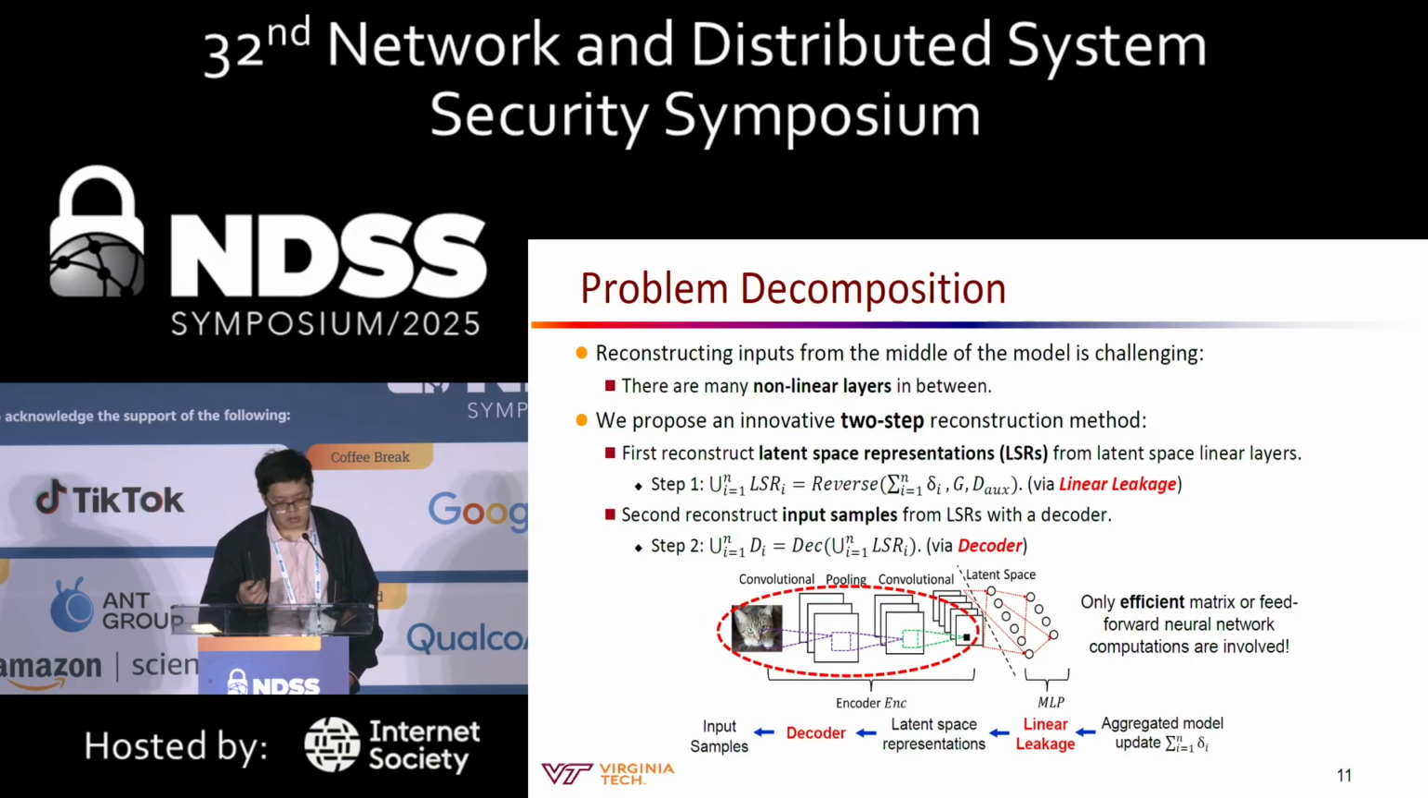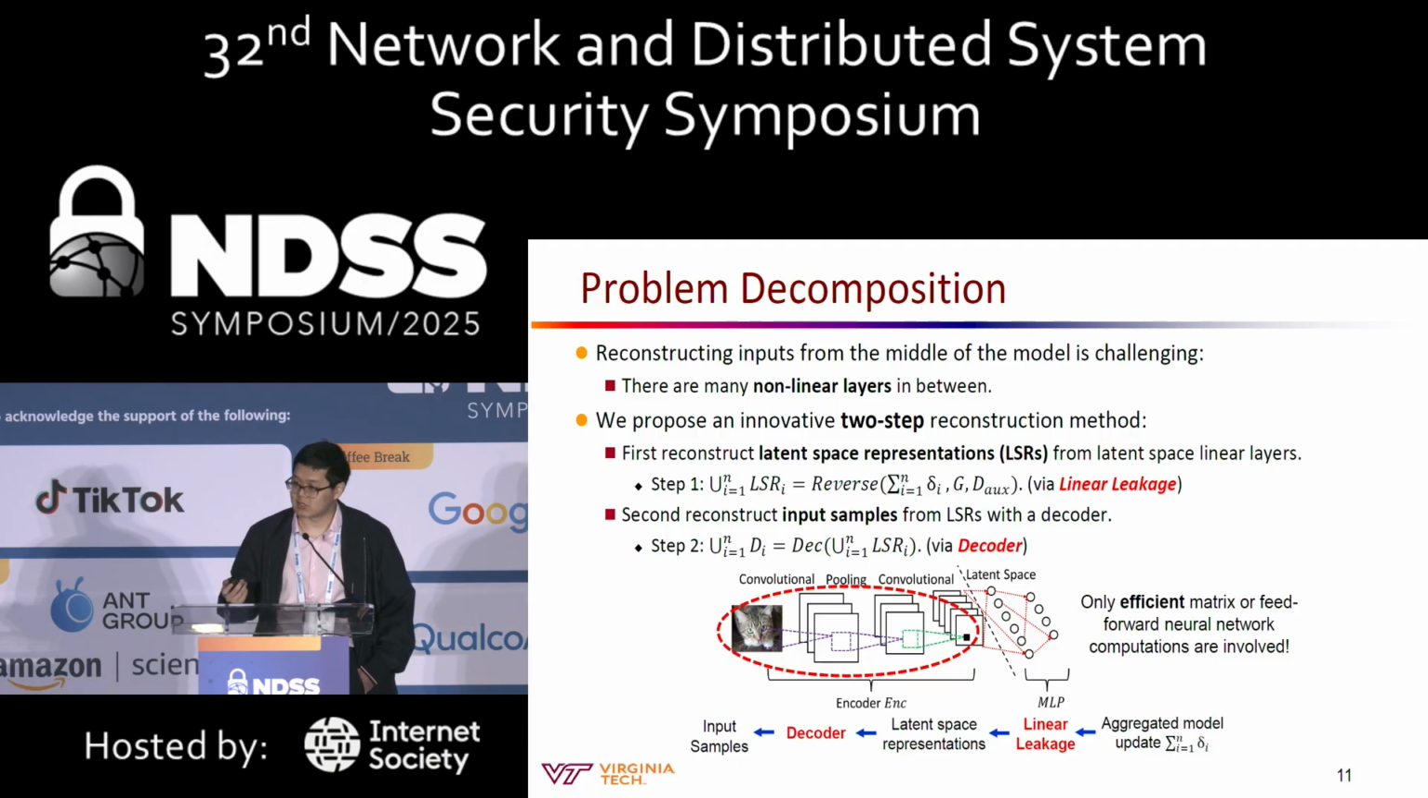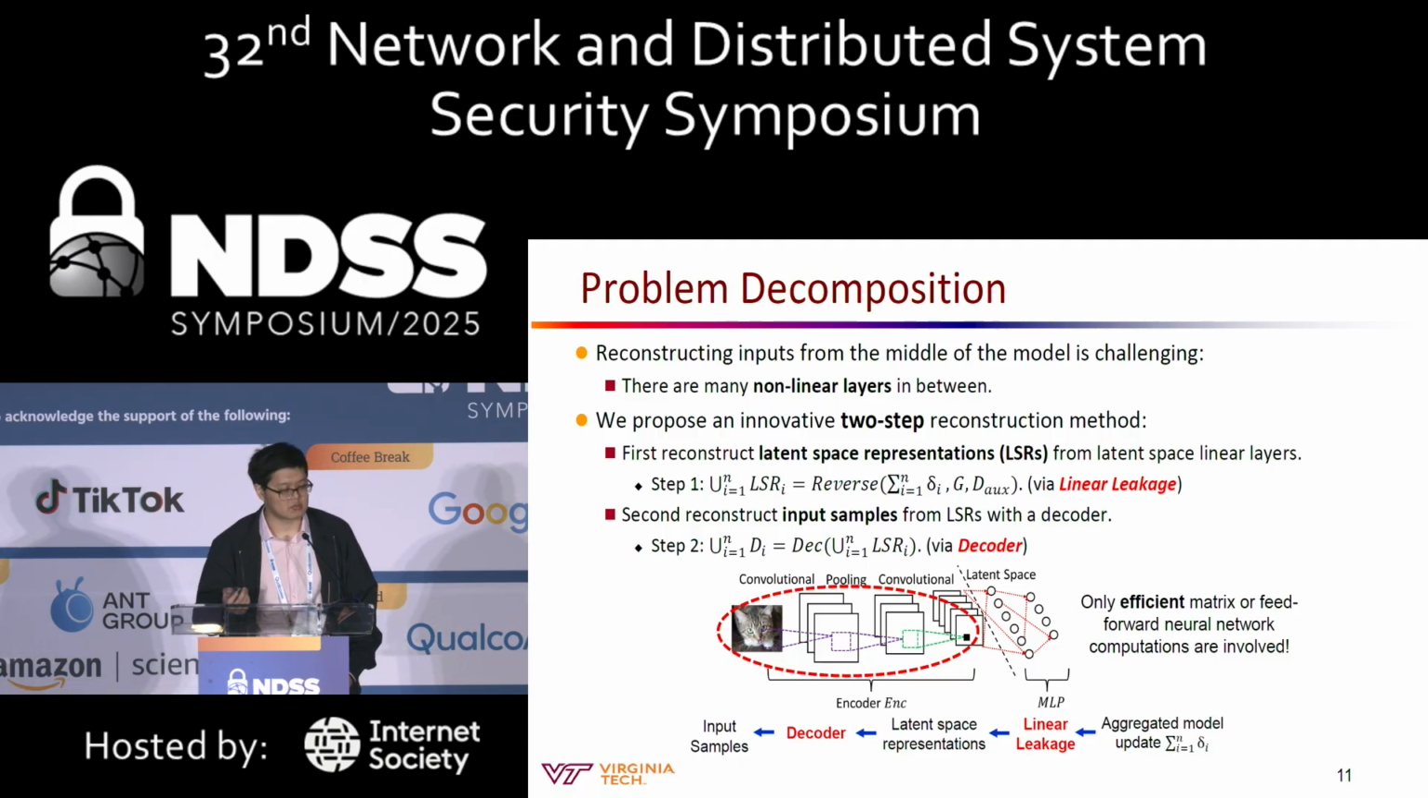Again, even if you just use the linear layers or the linear leakage module to help you do the inversion in the latent space, you can only get some intermediate result. That means you can just reconstruct the representations within the latent space. There are still a lot of nonlinear layers in between.